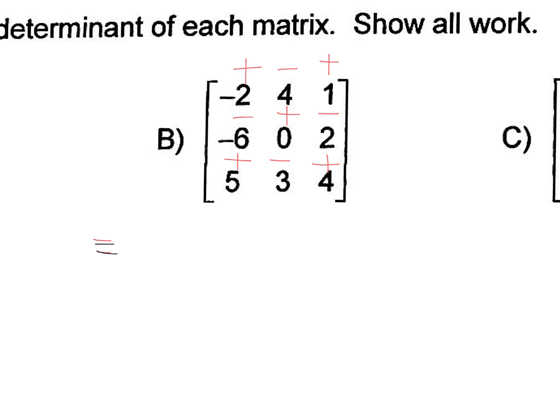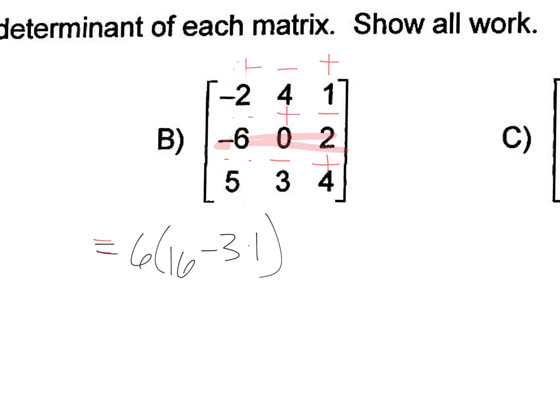So if I decide to use this row, the opposite of -6 is +6. And if I cross off this row and this column, the leftover 2 by 2 is 4 times 4 is 16 minus 3 times 1.